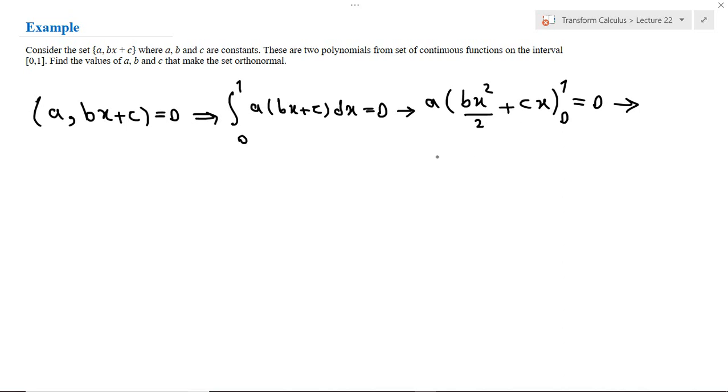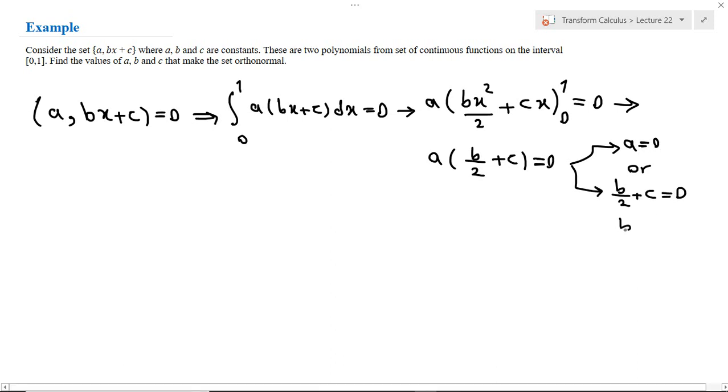So it means that a times b over 2 plus c should be equal to 0. If a times b over 2 plus c is equal to 0, a should be equal to 0, or b over 2 plus c should be equal to 0. So it means that b should be equal to minus 2c. It's for orthogonality of this set of functions.